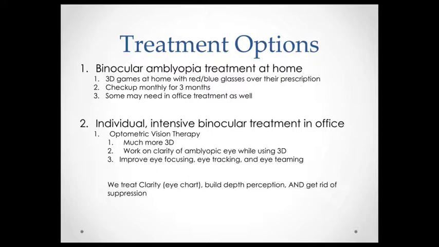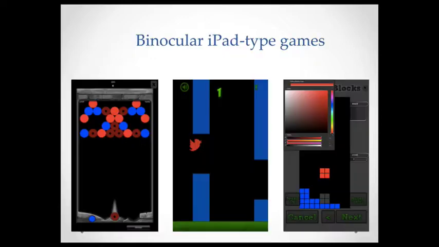intensive or more individualized treatment, or if they have a strabismus, then we need to do in-office treatment, which is in our vision therapy clinic, and the doctor prescribes that. So we do treat the clarity, the eye chart, we build depth perception 3D, and we get rid of the suppression or the brain ignoring the eye, which is really important for them keeping that good vision.